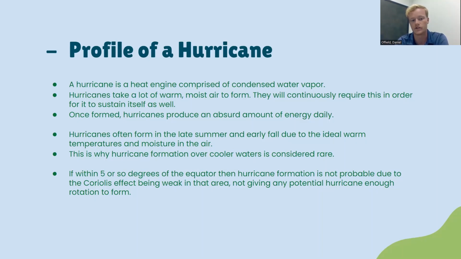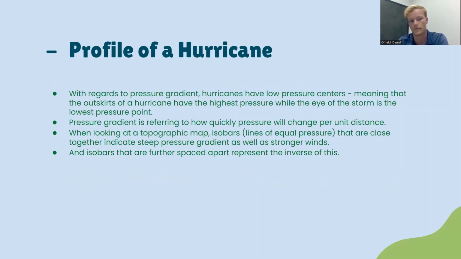And within 5 degrees of the equator, hurricane formation is not probable due to the Coriolis effect being weak in that area, not giving any potential hurricane enough rotation to form.